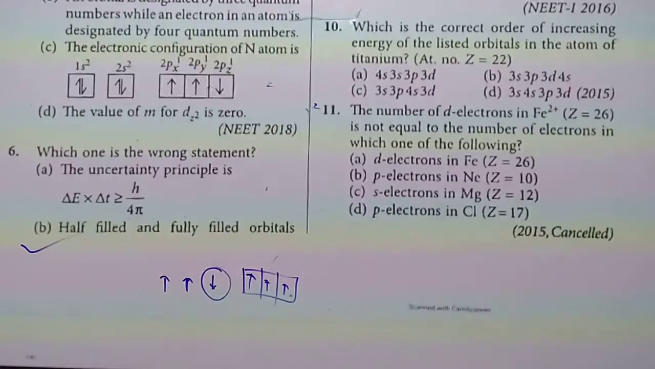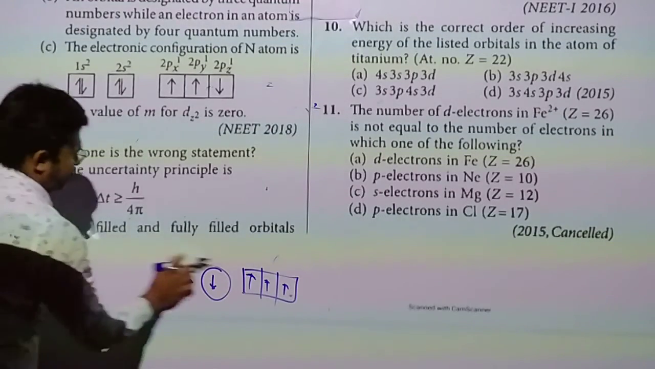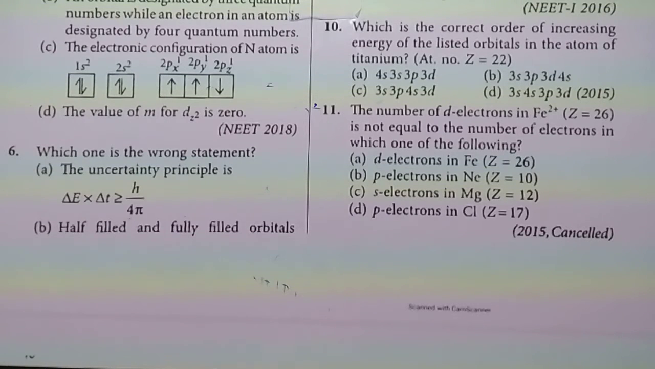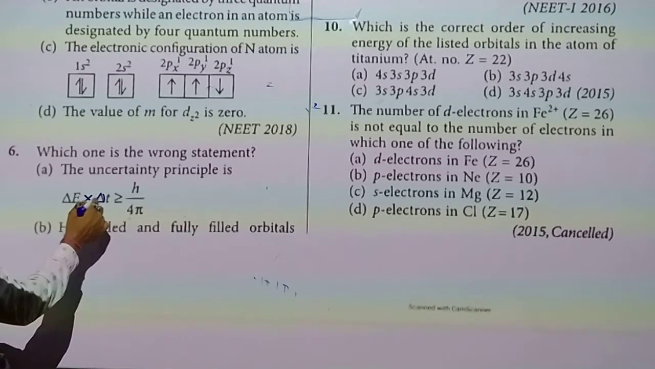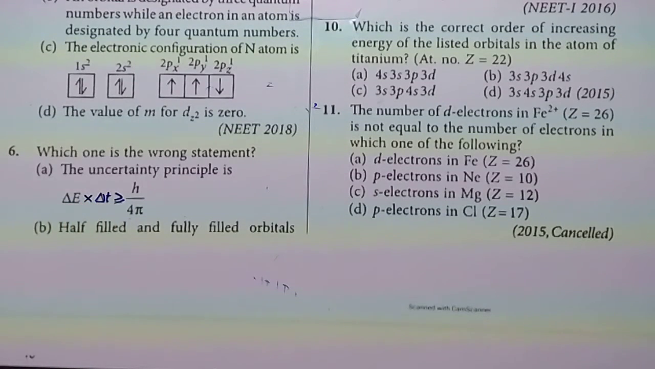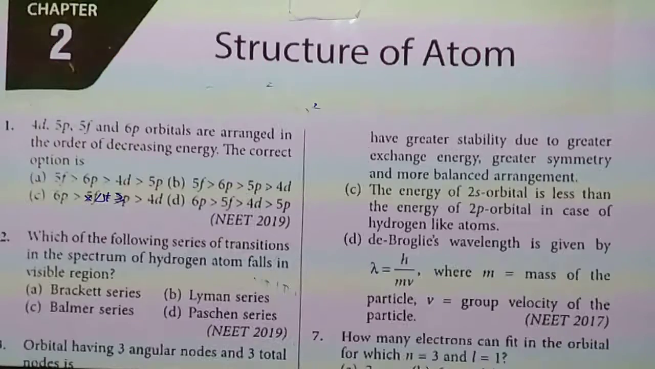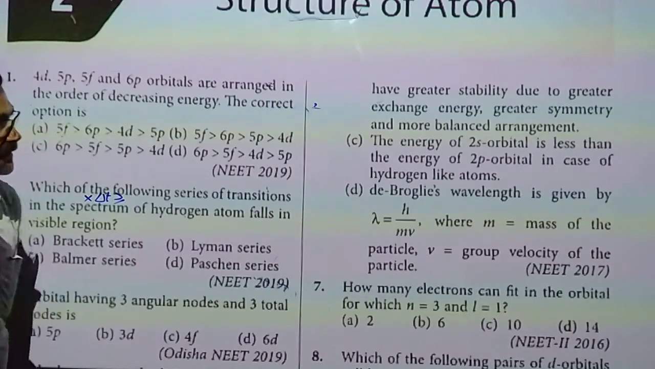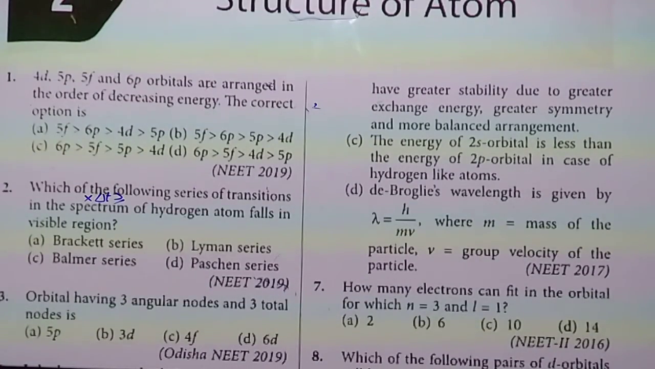Now question number 6. So once again, which one is the wrong statement? Uncertainty principle, delta E into delta T greater than or equal to h upon 4 pi. Half filled and fully filled orbitals have greater stability due to greater exchange energy, greater symmetry and more balanced arrangement. The energy of 2s orbital is less than energy of 2p.